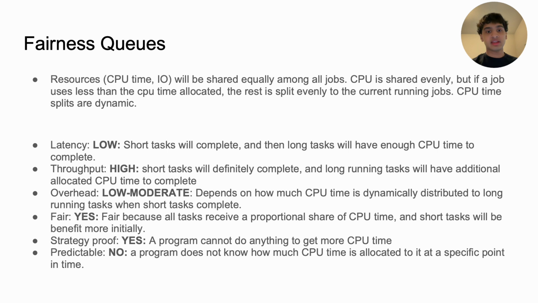But it is fair in the sense that each task is getting a proportional amount of CPU time, and a user can't really game this system, or do anything to get more CPU time. The trade-off is that it isn't predictable. And this is kind of good in a way, because you don't really want a program to know how the scheduler works, because they might take advantage of it. A program doesn't know how much CPU time is allocated to it, nor does it know how many other programs are running concurrently with it.